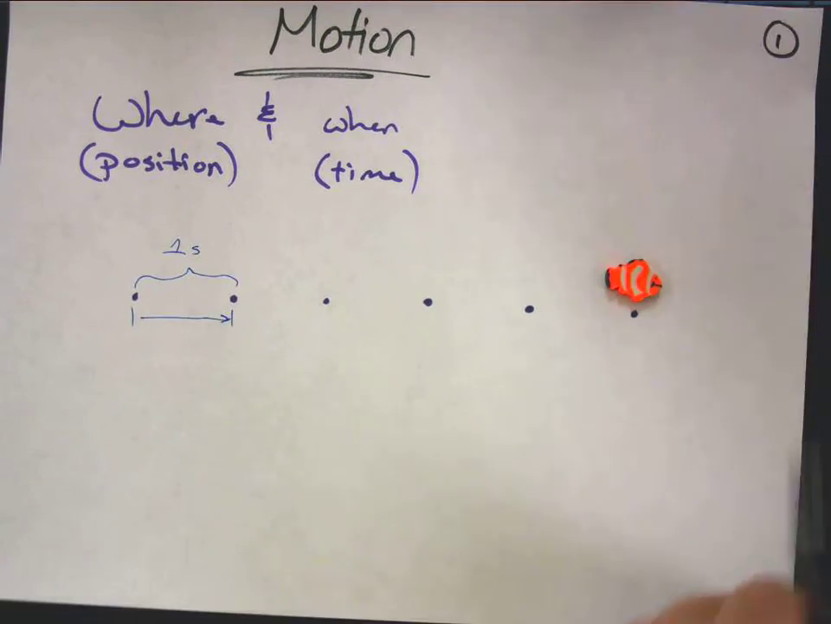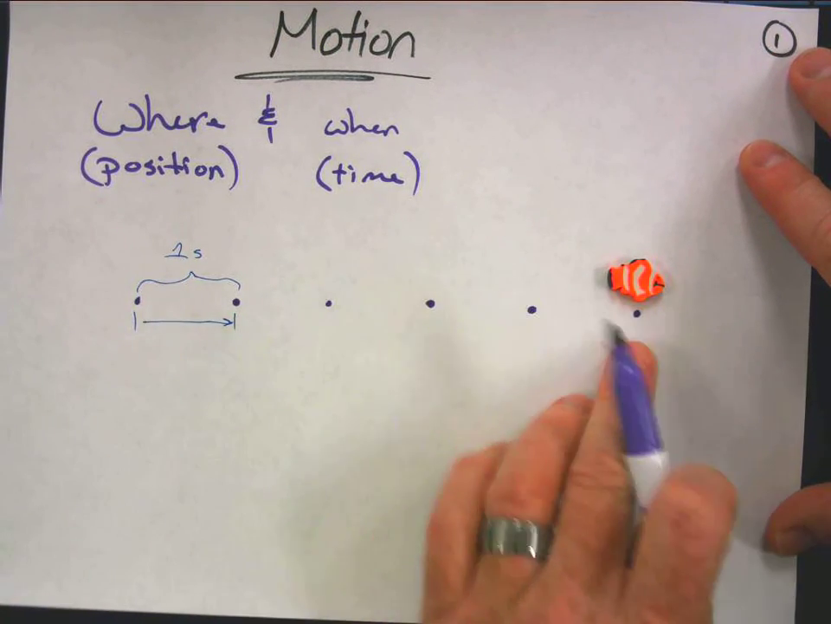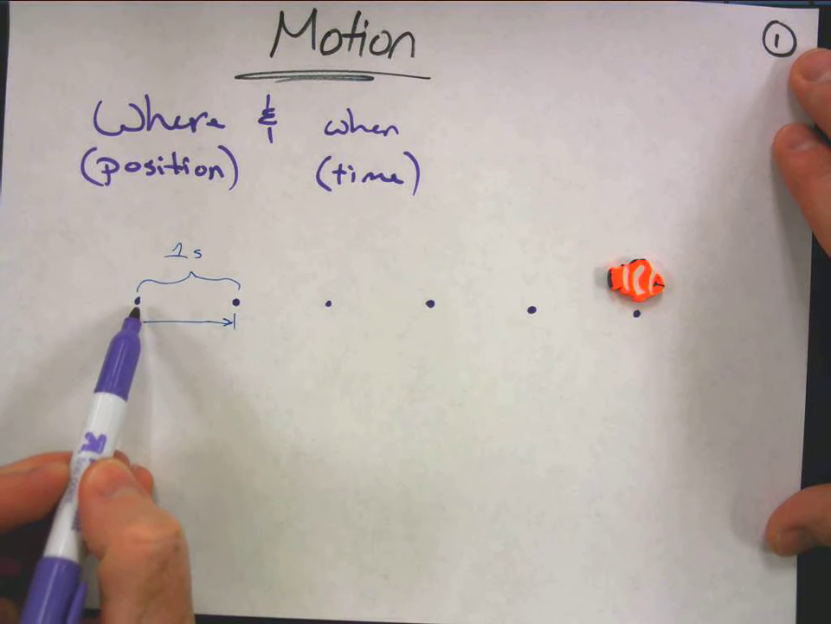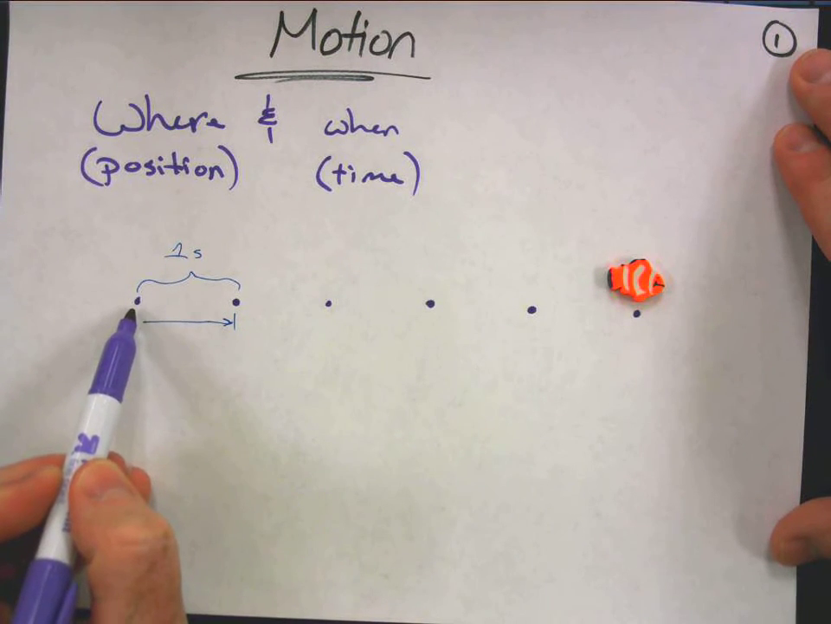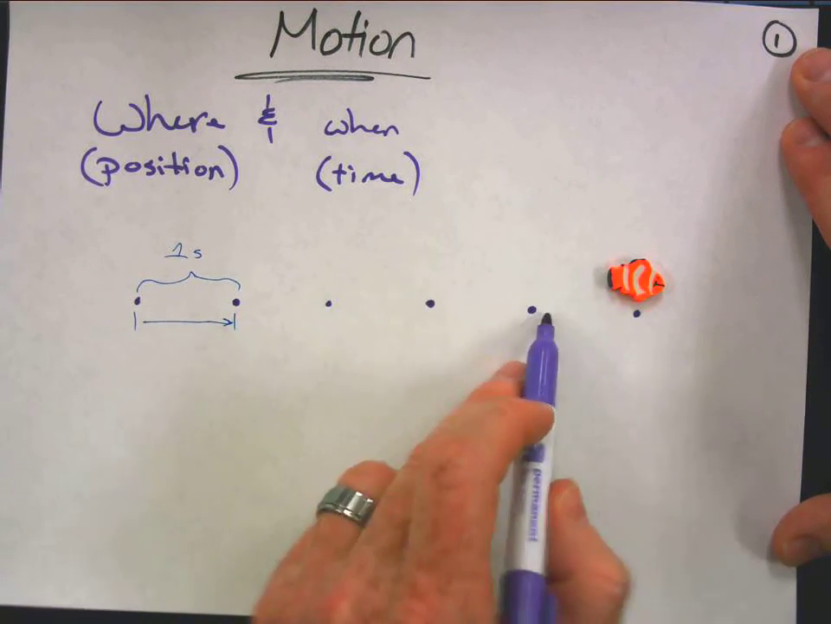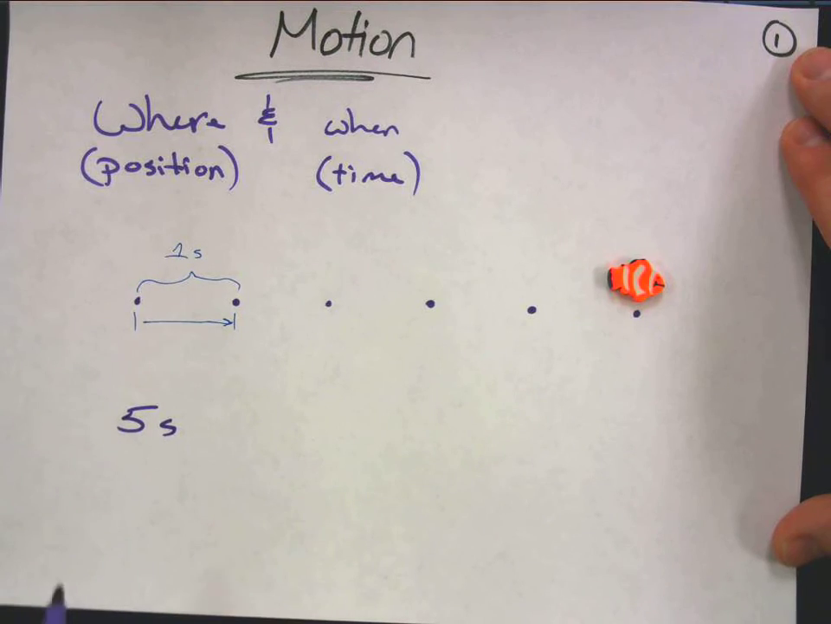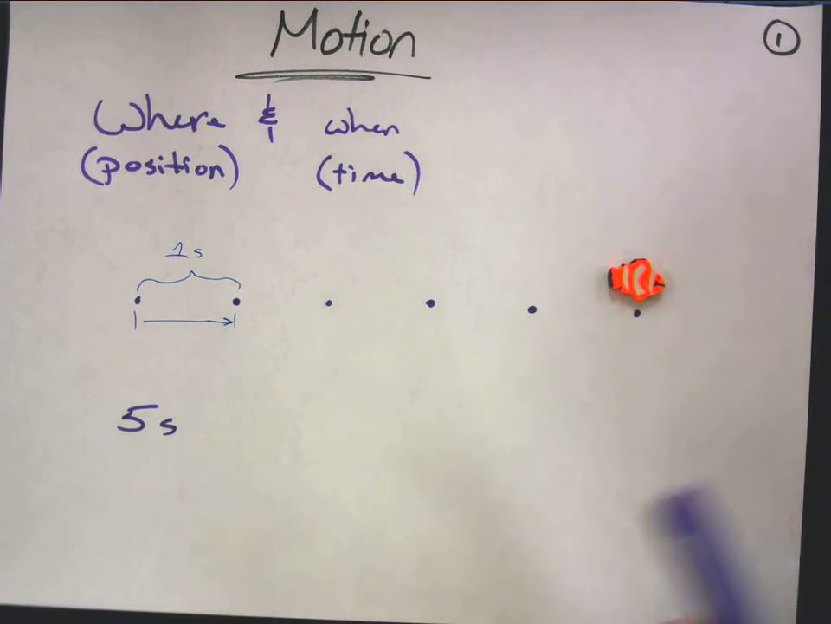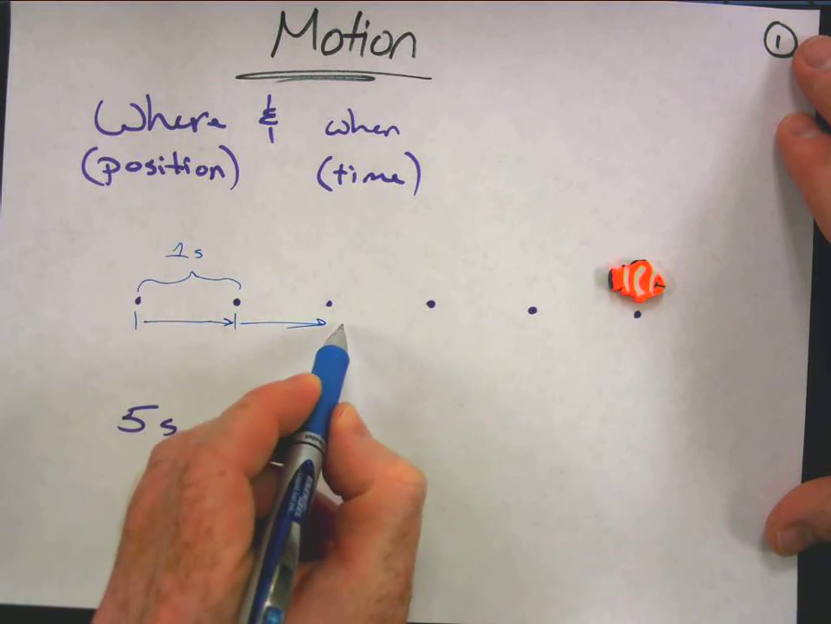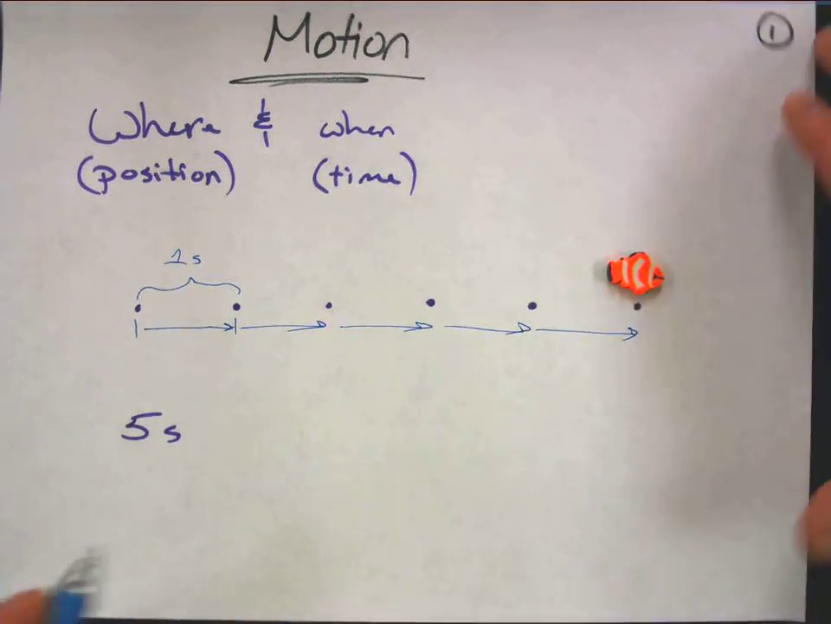So for how long were we tracking Nemo's motion? Well, we have 1, 2, 3, 4, 5, 6 dots. However, no time had gone by when we made that first dot. After the second dot, 1 second had gone by. So there was 1 second, 2, 3, 4, 5 seconds. 5 seconds had gone by. How far did he go? Well, he went there, and then there, and then there. What we would have to do is measure these distances and add them all up.